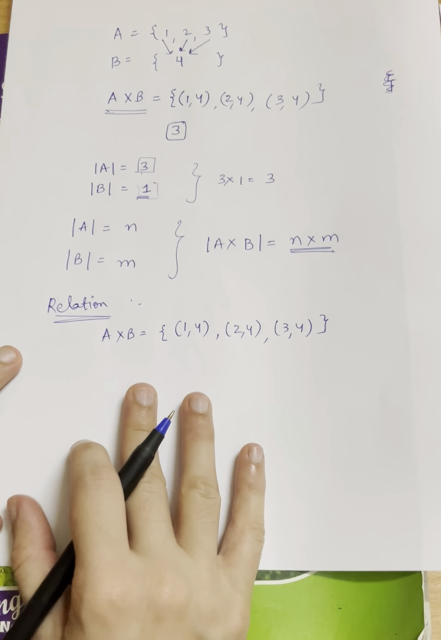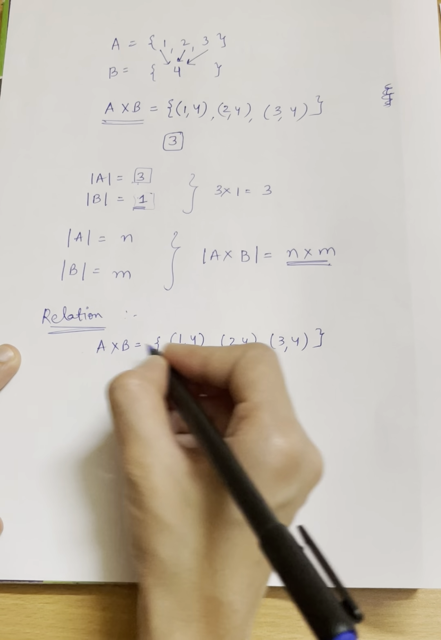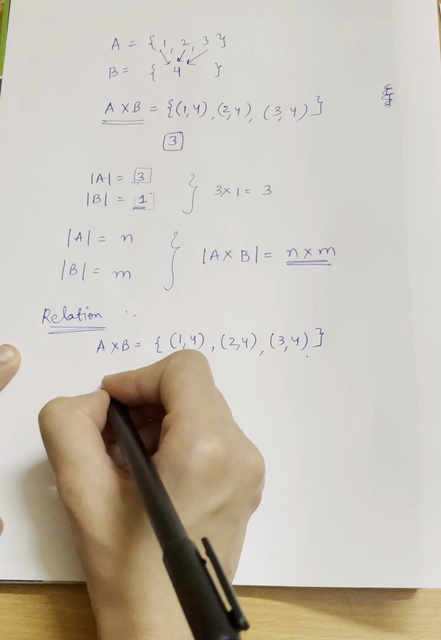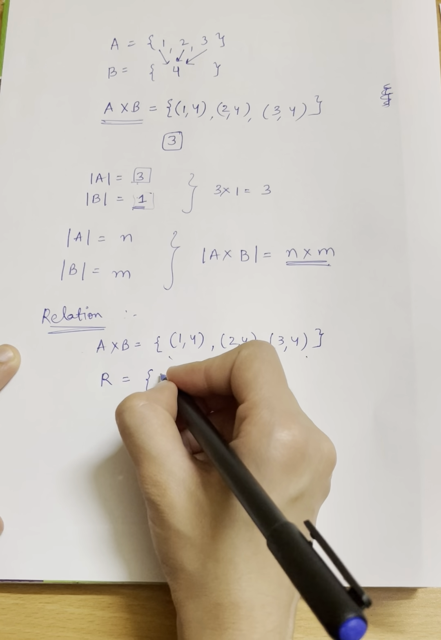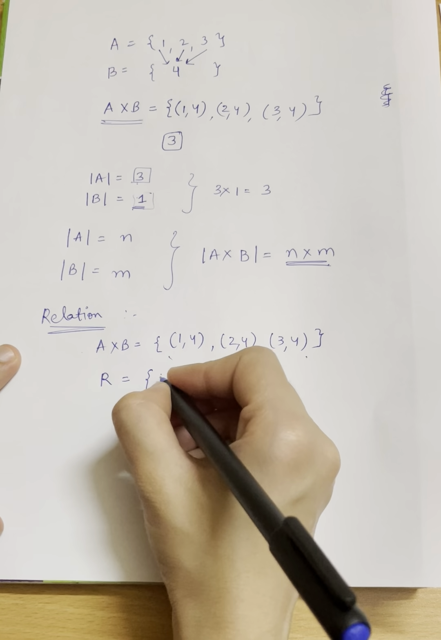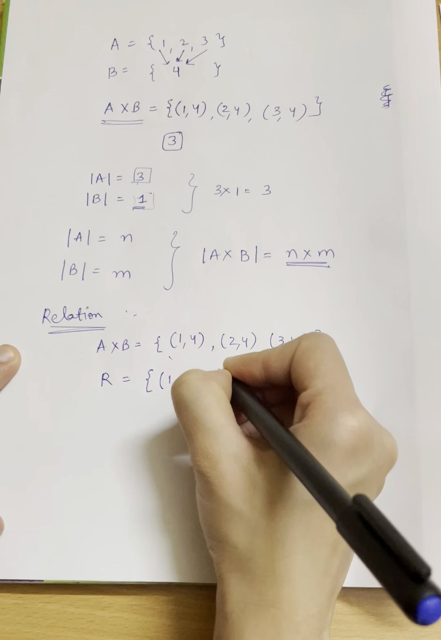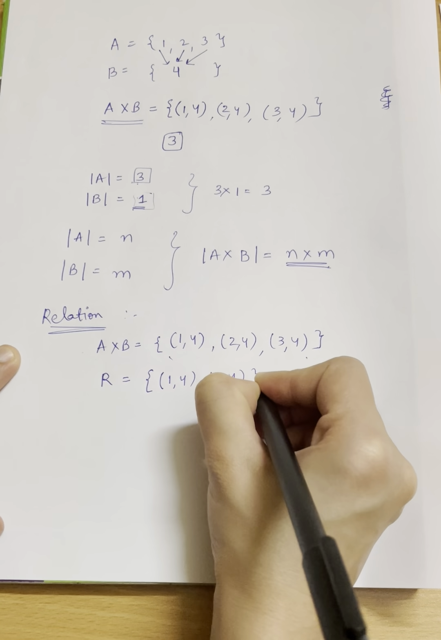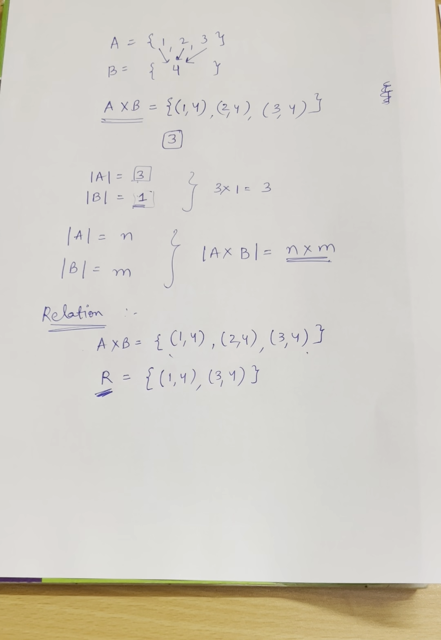This is Cartesian product, and we need to find subset of Cartesian product. So let's say I write one relation. Okay, not relation, we will discuss whether it is a relation or not. Let's first write one set. So if I say 1 comma 4 and 3 comma 4, can I say that this is a relation?